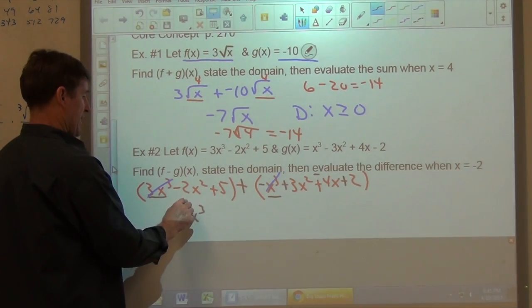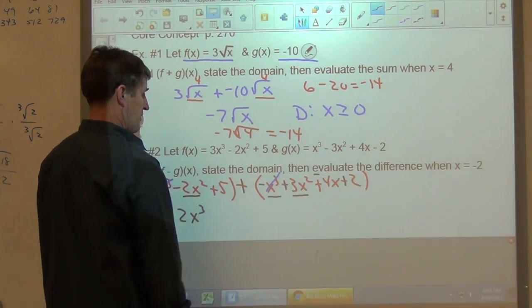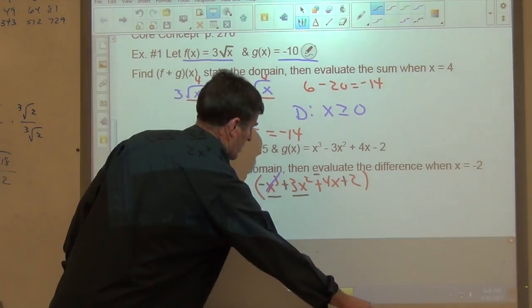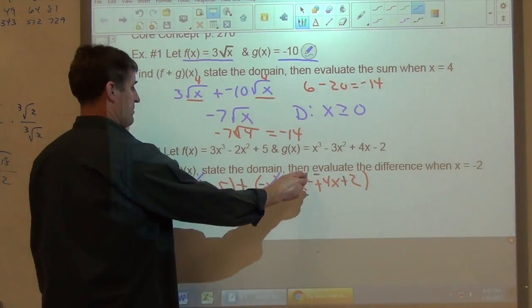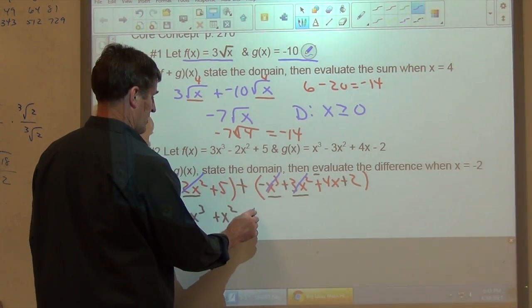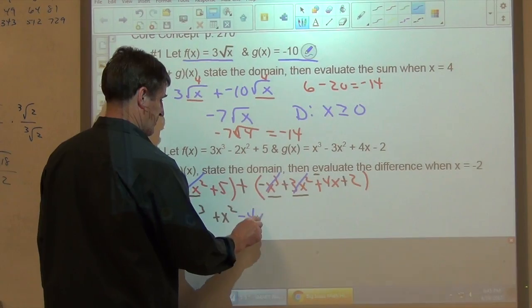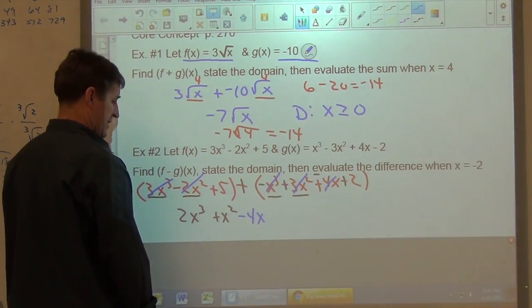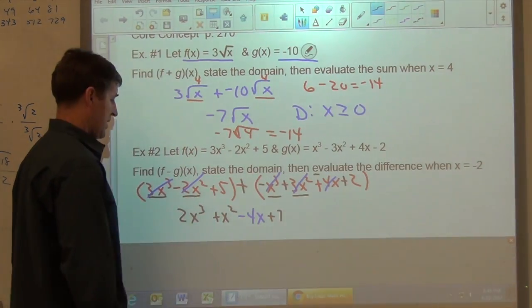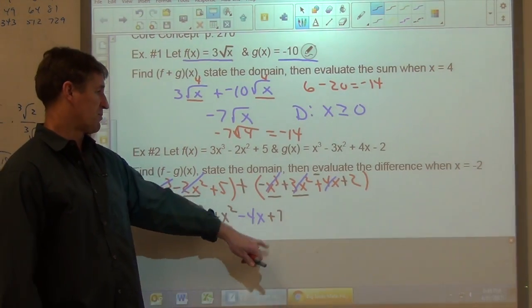Then we have negative 2x squared and positive 3x squared, which would be plus x squared. So the x squareds are gone. And then we don't have any x here, but we have a negative 4x there. And lastly, we have 5 plus 2 is plus 7. And so this would be what you would get subtracting them.